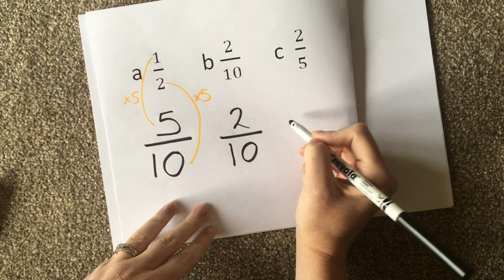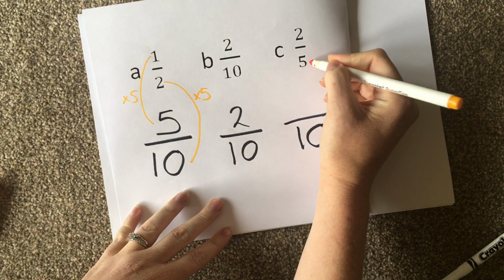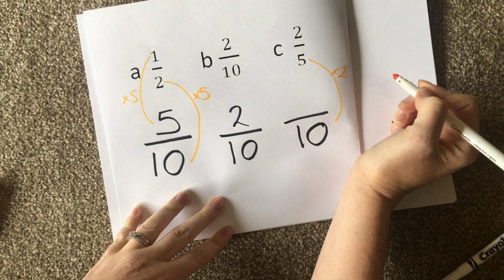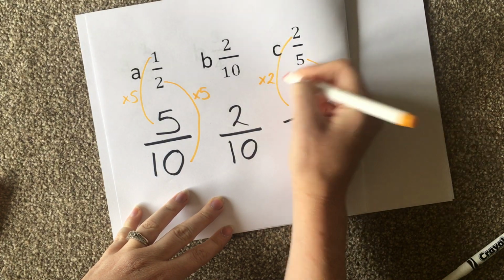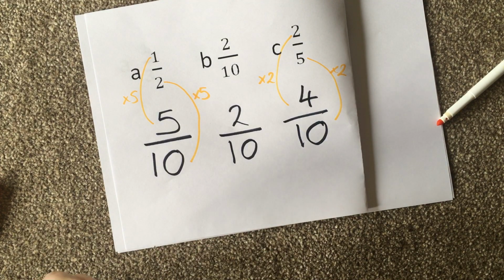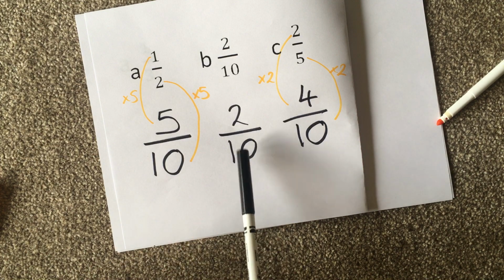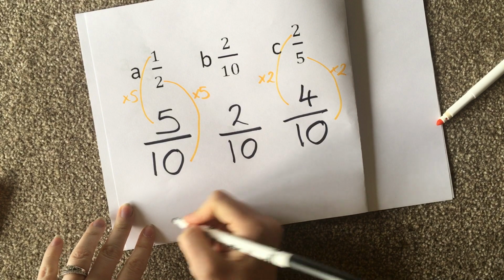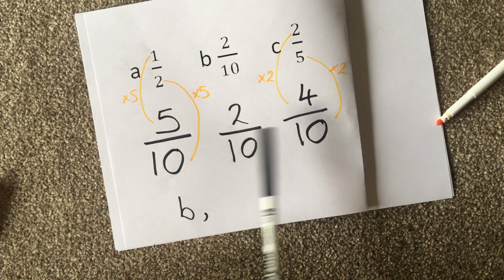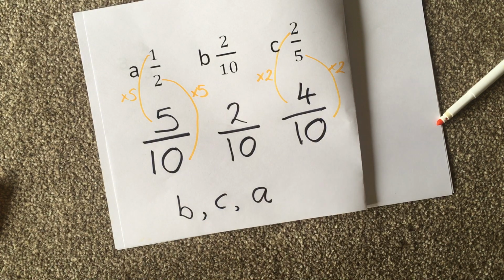And then over here, I'm using tenths again because I want my denominators to all be 10. But this time, because it started as 5, I actually had to just times by 2, which means I have to do the same up here as well. So 2 times by 2 would give me 4. So now what I've got is fractions that say 5/10, 2/10 and 4/10, and I could think, right, if I'm putting them in order from smallest to largest, in ascending order, my first one, the smallest, would be B. So my order would go B, and then the next one would be C, and then the final one would be A. So I've now put them in order based on the new denominators.